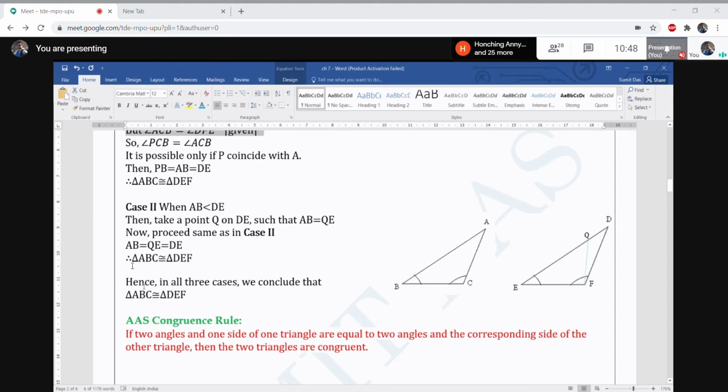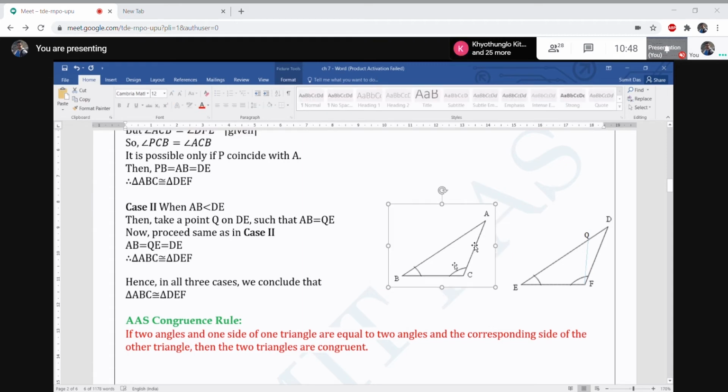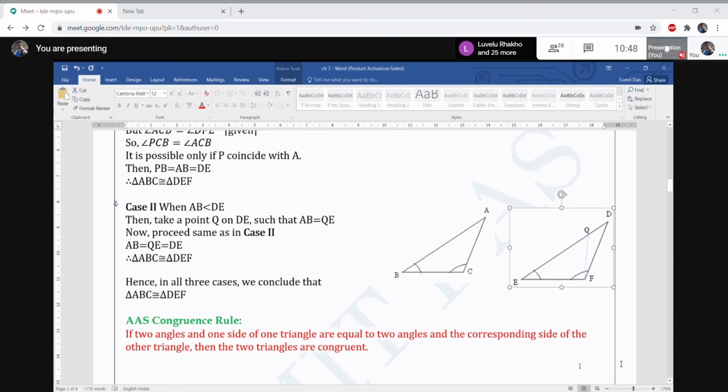Now, hence, you have to write this, which is very important: hence in all three cases we conclude that ABC and DEF are congruent. So that's our theorem 7.1, and it is the most important theorem of this whole chapter. There is another theorem whose proof can come, but this is the most important theorem.